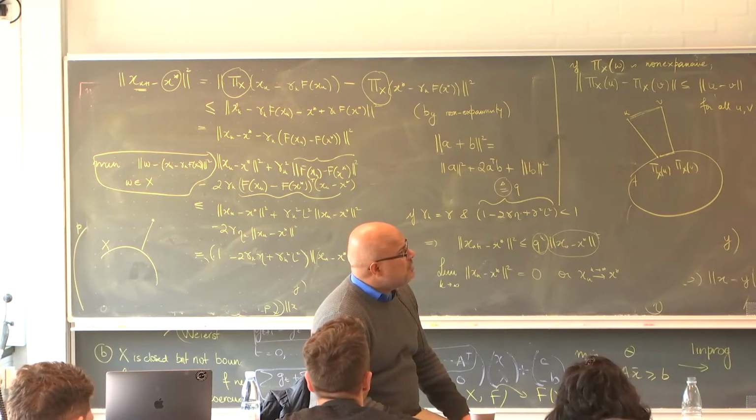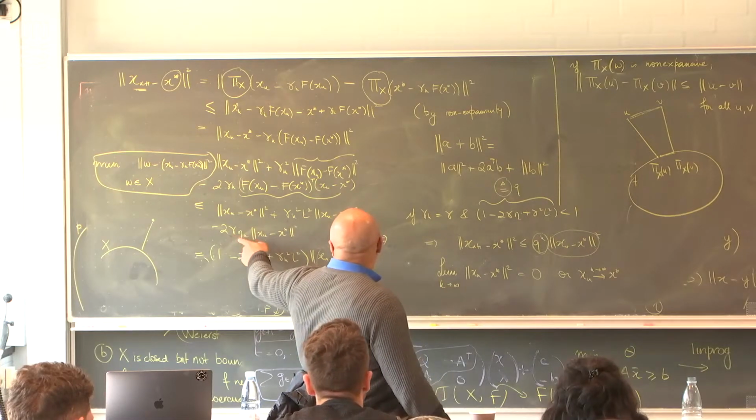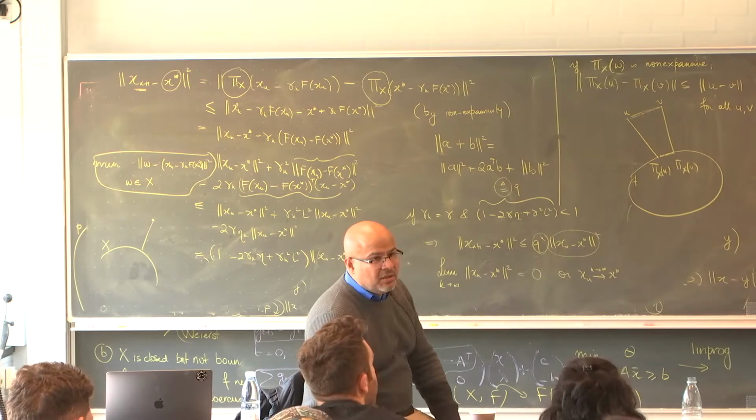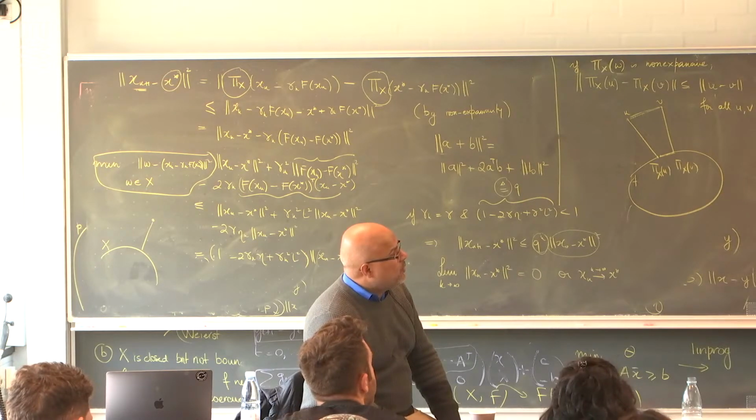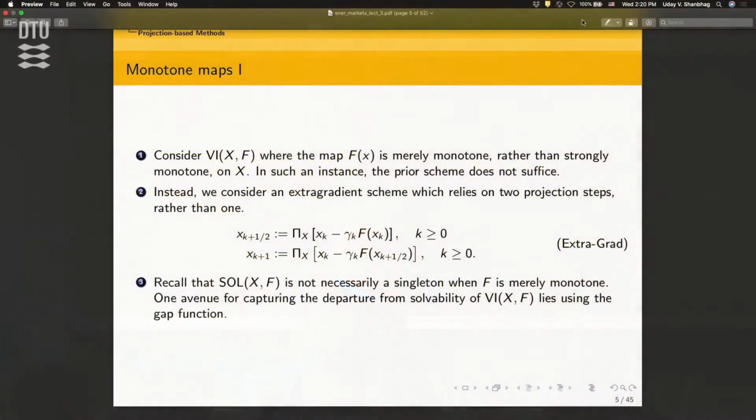Now, what happens when you lose strong monotonicity? You can see what happens: you don't have this negative gamma eta showing up. So there are several avenues. It's difficult for me to provide all the different ones. There's been work done where instead of taking the map, you can take a single step, but you have to use a reflection operation. There are different ways.